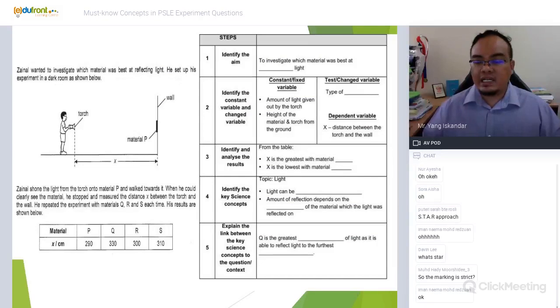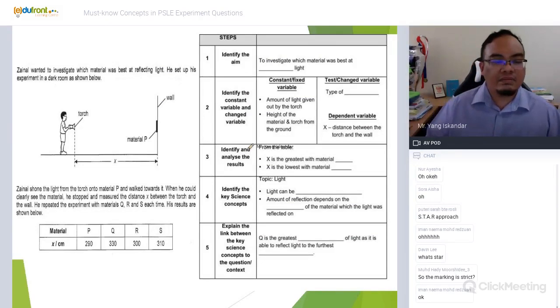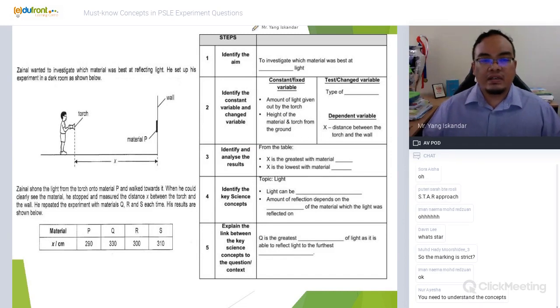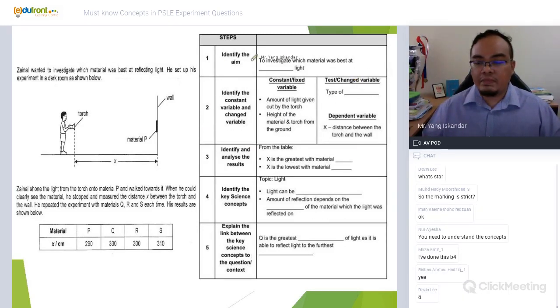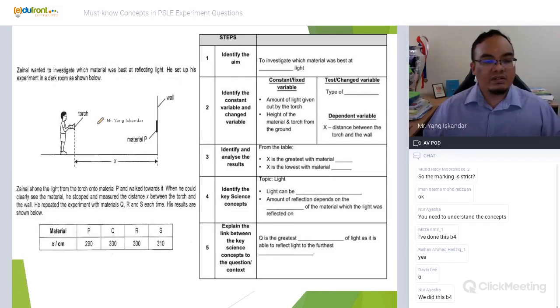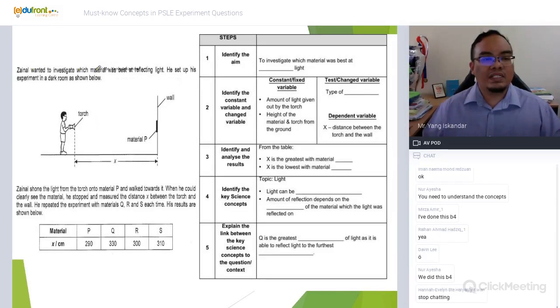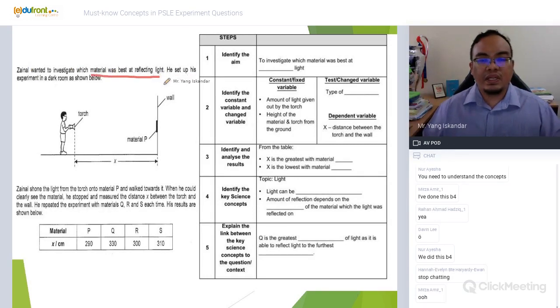Okay, let's start. Let's give some example. Now, this question, some of you may be familiar. I put it here in terms of a table. Some of you have seen this before in the class. This is a past PSLE question. Zainal wanted to investigate which material was best at reflecting light. So from here, you need to identify what is the aim.